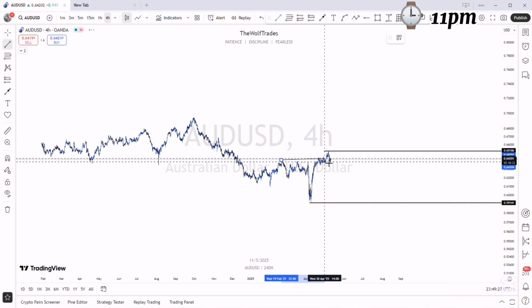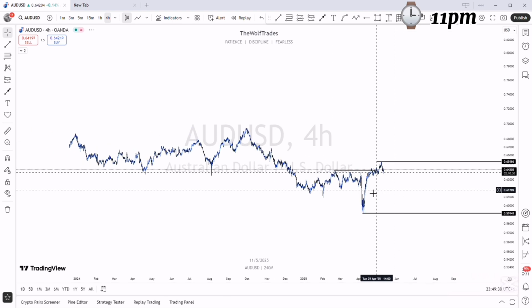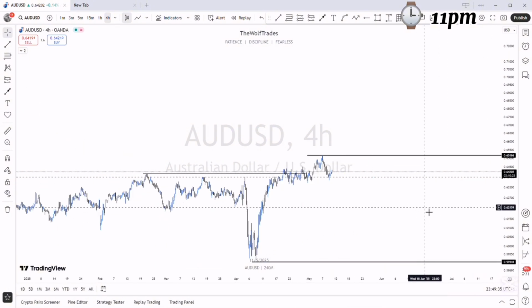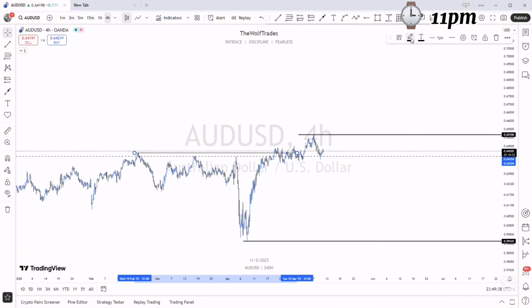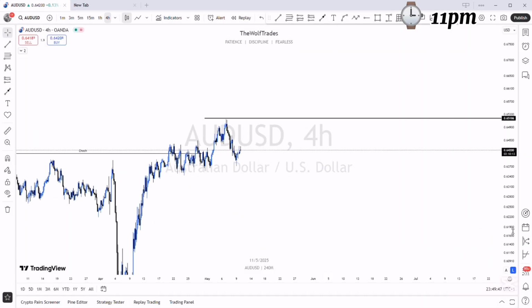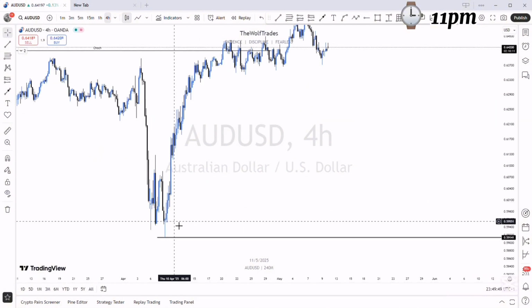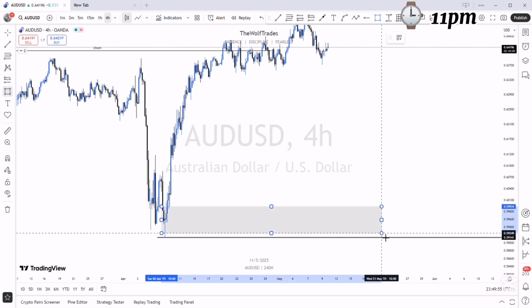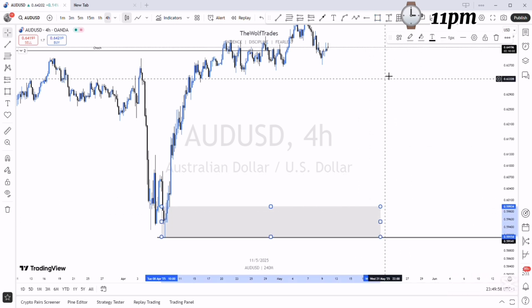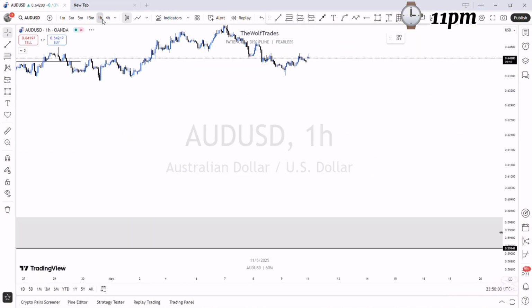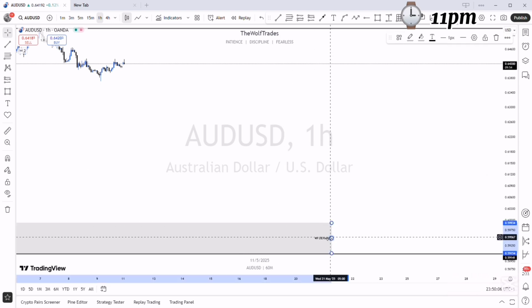So that's my change of character. And price is in a downtrend, as you can see. I'm gonna delete the alert. That's my change of character, and this range will be my trading range, and that will be where I'll be expecting price to drop to for the whole week on AUD/USD.